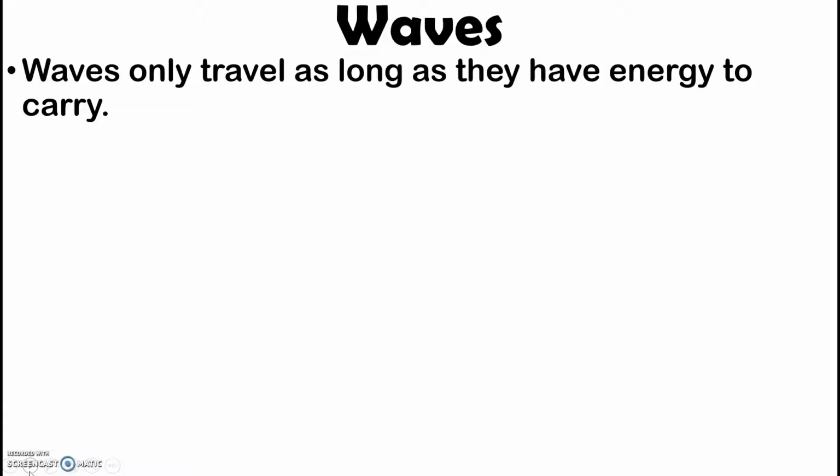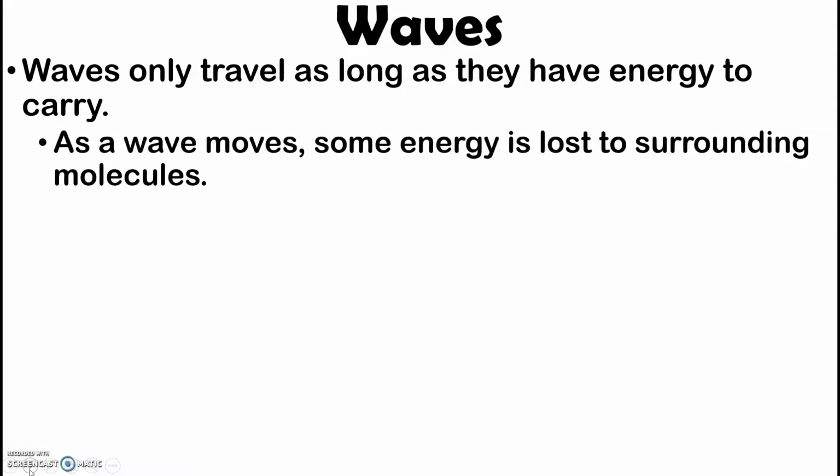Waves only travel as long as they have the energy to carry, right? If there's no more energy, which is why waves eventually die out. You toss that small pebble into the pond, eventually the waves, the ripples, kind of die out because there's not very much energy, and a little bit of energy is lost as it's transferred to the molecules of water as that wave energy passes through. So as a wave moves, some energy is lost to the surrounding molecules.